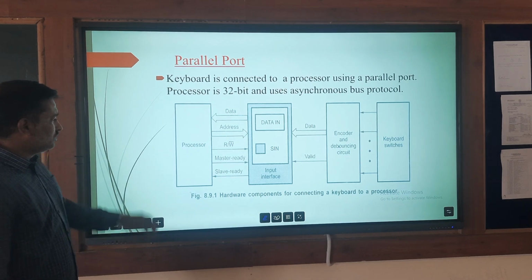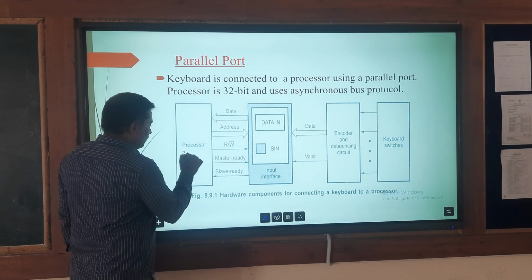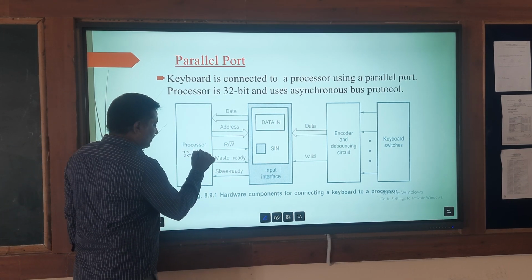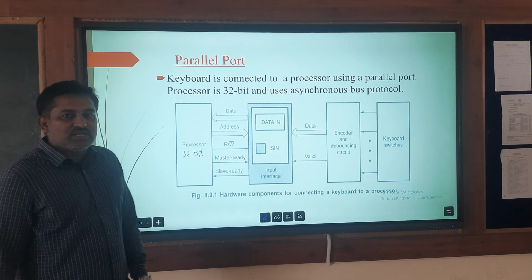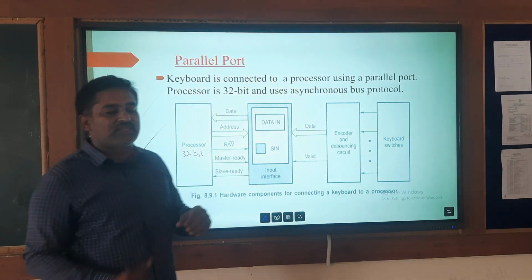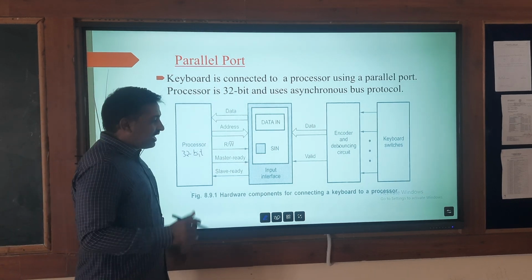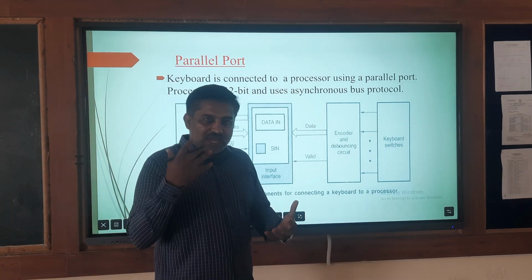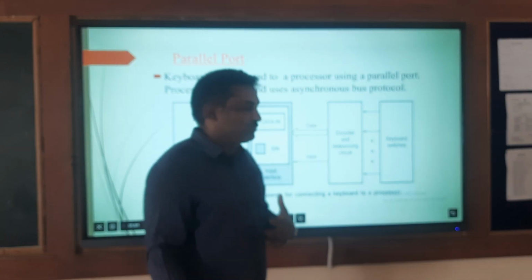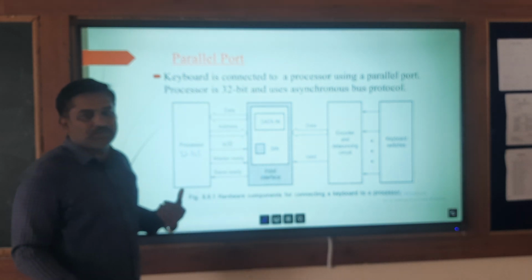Now see this one. Here it is a processor, and it is a 32-bit processor. That means it is capable of accessing 32 bits of data at a time. Now listen. I am going to explain the read operation concept.